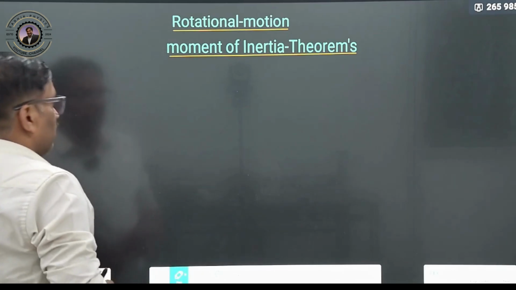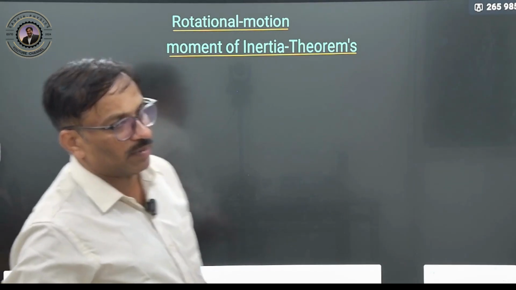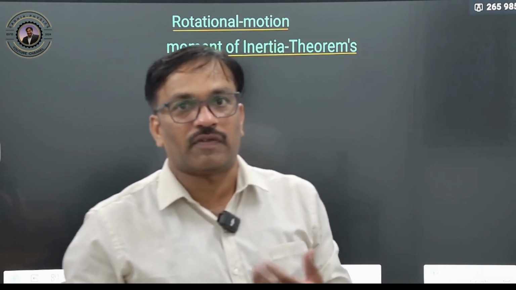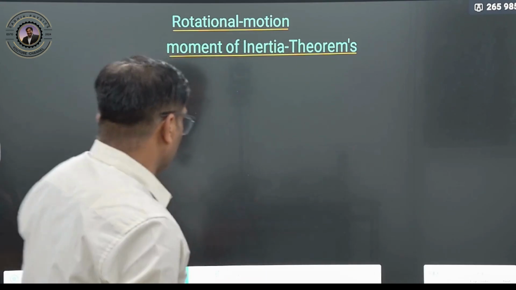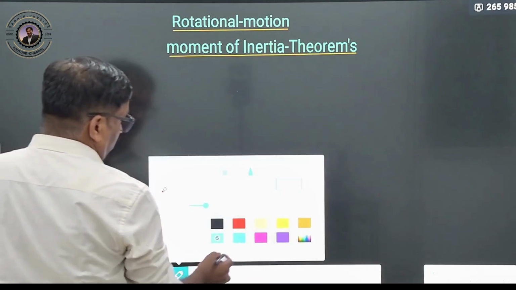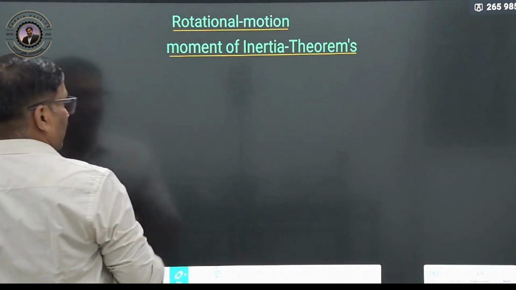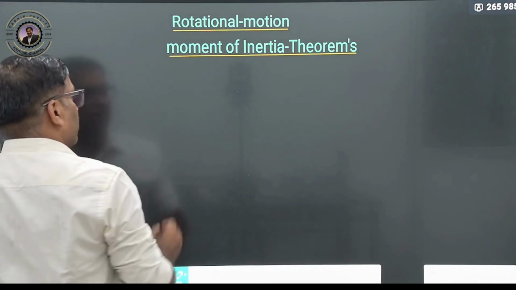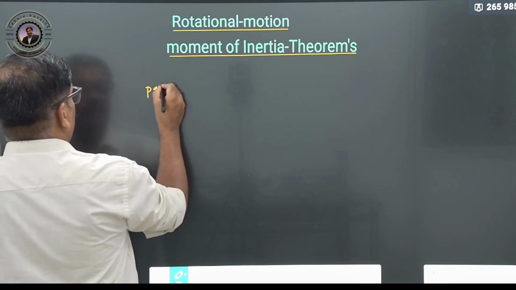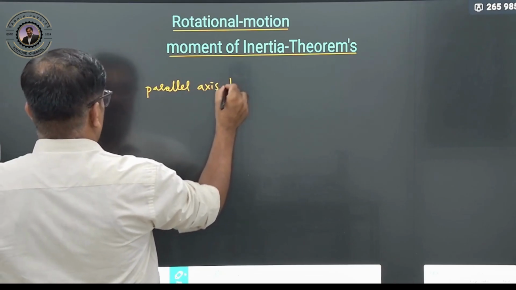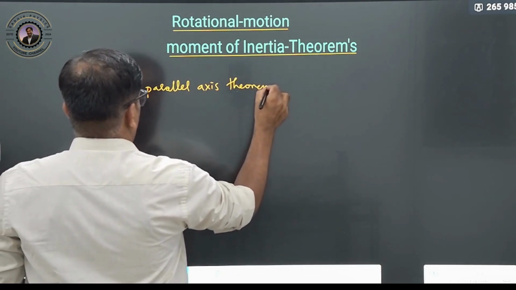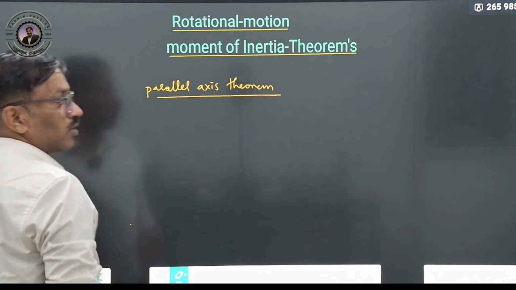There are two theorems with which the moment of inertia of different objects can be calculated very easily. First, the first theorem is very important, the most important, with a lot of applications. From this theorem, a question will compulsorily be there. That is the parallel axis theorem. So why is this important?